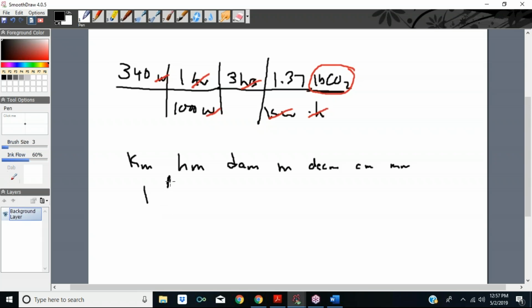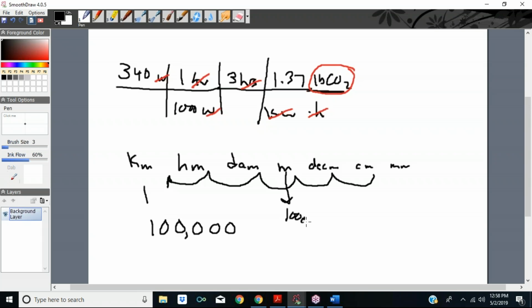So we look at this and we go, how many places do we have to move that decimal? 1, 2, 3, 4, 5. So there are 100,000 centimeters in a kilometer. Remember, there's 1,000 meters in a kilometer. So there's 100 centimeters in each meter. So that's why it's 100,000.